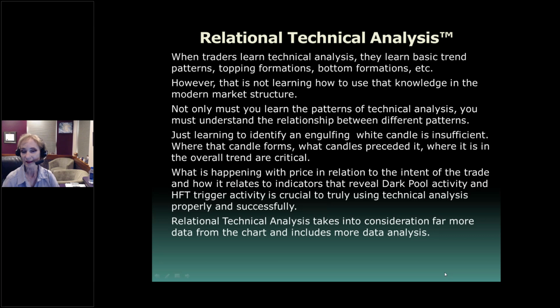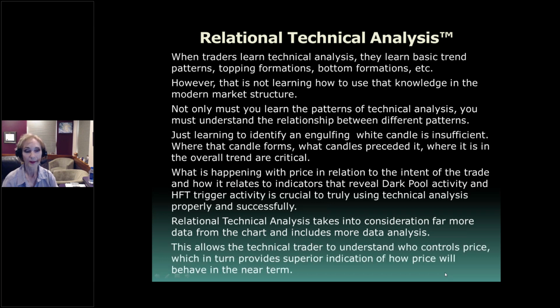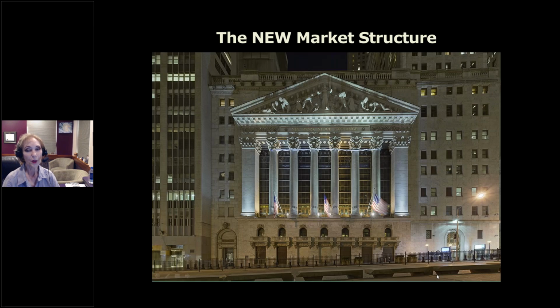Relational technical analysis takes into consideration far more data from the chart and includes more data analysis. When you have more data analysis, you have more accuracy. It just goes hand in hand. This allows the technical trader to understand who controls price. Who, do you know? We'll go over that in a minute, which in turn provides superior indication of how price will behave in the near term. The new market structure. We're going to go over the new market structure, which most of you do not know unless you are my students.